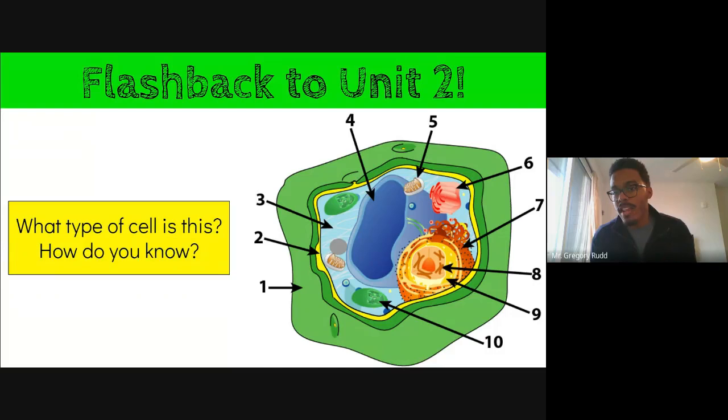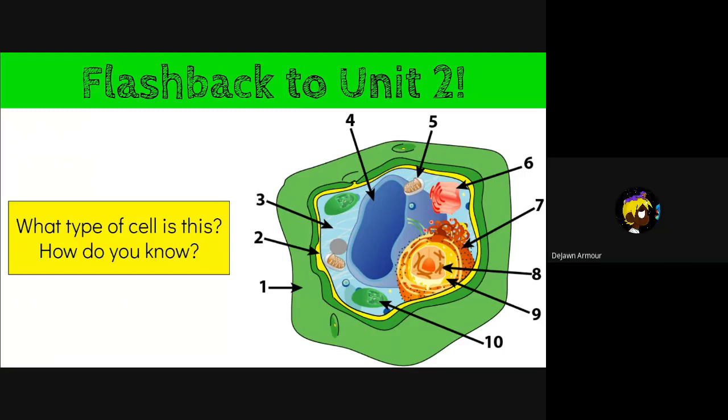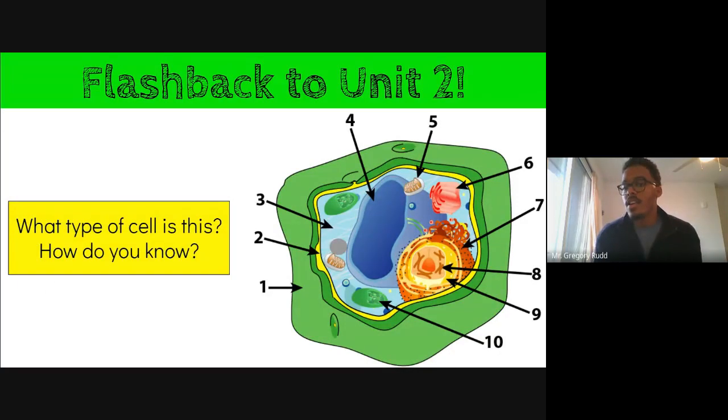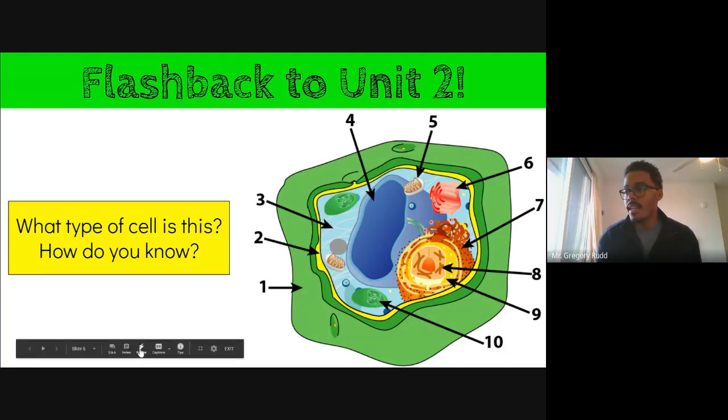Ooh, Dejan threw in another word too. Dejan, can you explain how you knew to throw in that eukaryotic word? It had a nucleus, so it couldn't have been prokaryotic. Yeah, excellent. So not only is this a plant cell, but as all plant cells are, this is a eukaryotic plant cell because Dejan has correctly identified this big nucleus right here.